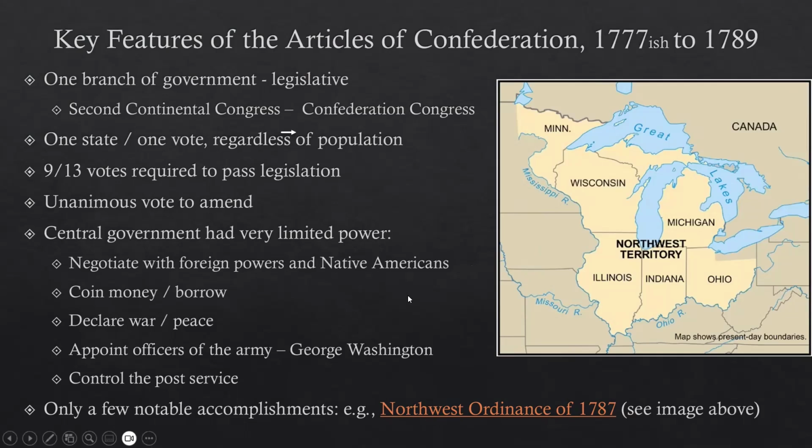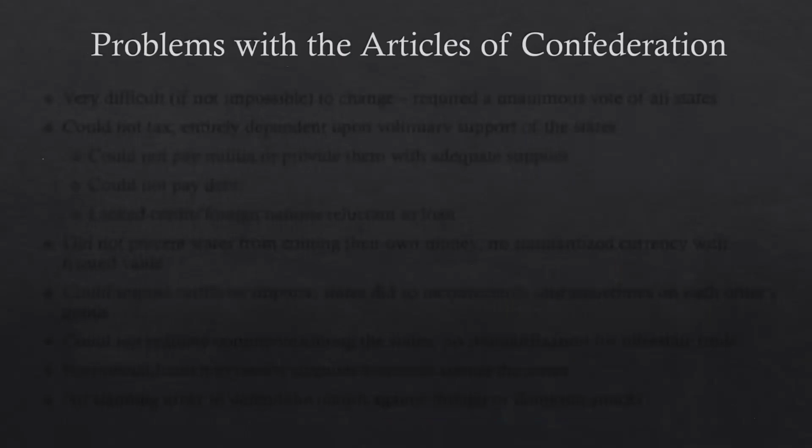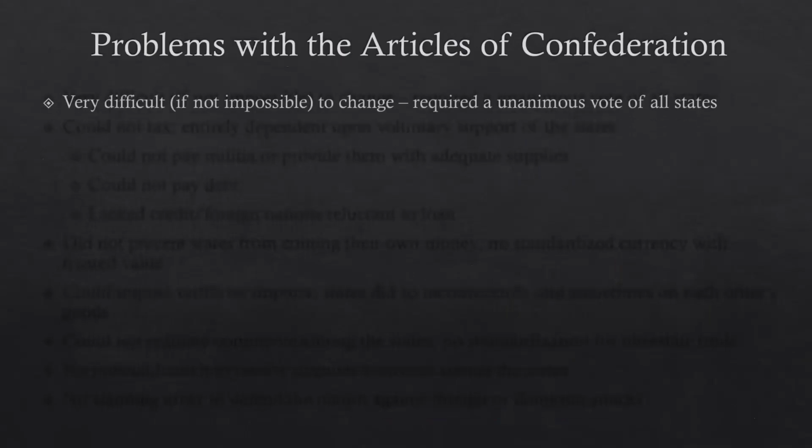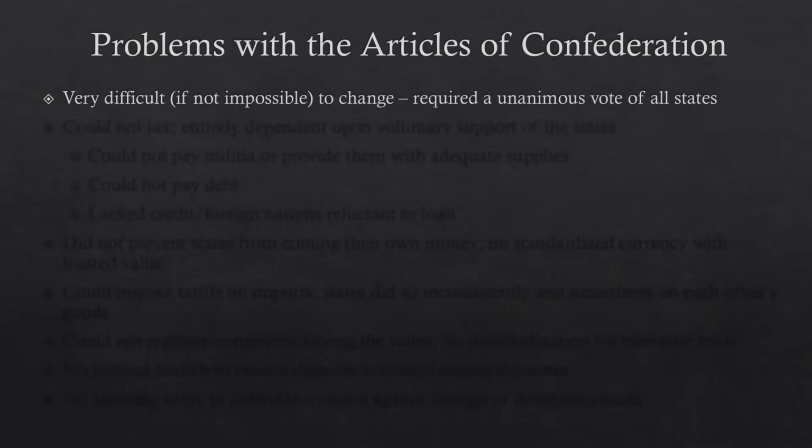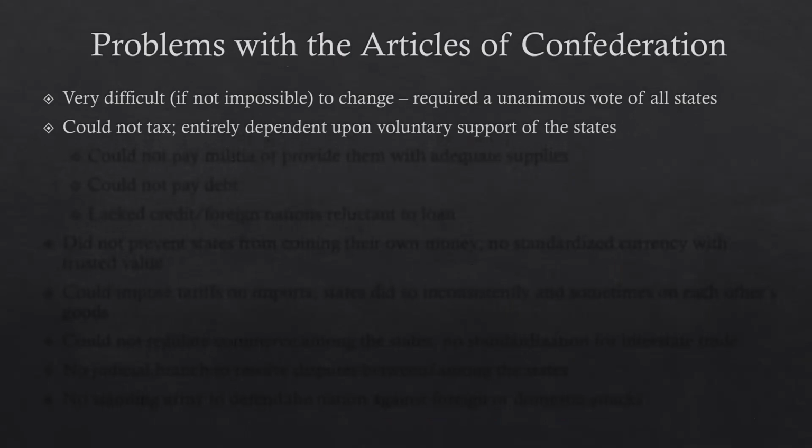Anyway, important aspect, good things about the Confederation government. They won the war and then they passed the Northwest Ordinance. Notable accomplishments there. But there were many problems with it. As I mentioned before, it was nearly impossible to change anything in the Articles of Confederation because you needed a unanimous vote. The Confederation government could not tax its citizens.